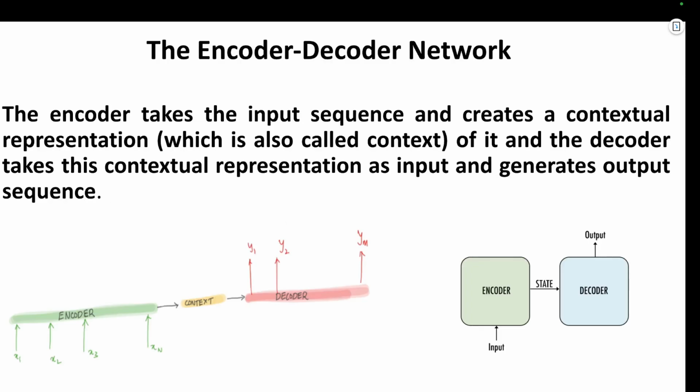Now in the sequence-to-sequence model, we are using the encoder-decoder network model. What is the role of the encoder? The encoder accepts the input in the form of a sequence and creates the contextual information, which stores the representation of the encoded information of the input. This will be the input for the decoder, and the decoder will decode the contextual information as the input and generate the output sequence.